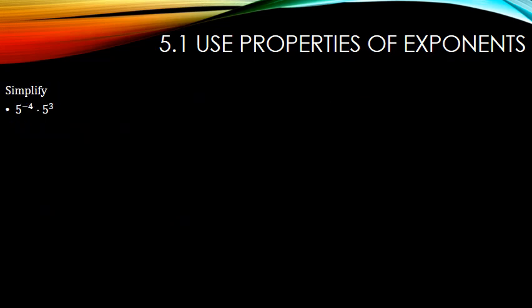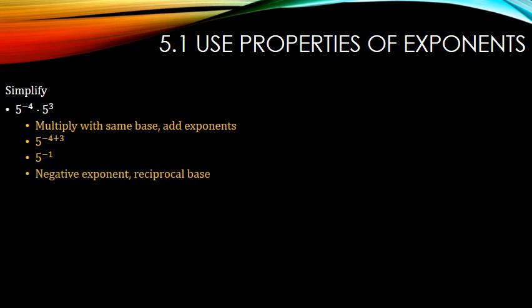So let's simplify 5 to the negative 4 times 5 cubed. I see that we are multiplying with the same base, the base being 5, so we'll add the exponents. So we end up with 5 raised to the negative 4 plus 3, which gives us 5 to the negative 1. That's a negative exponent, so we reciprocal the base. So it'll be 1 over 5 to the first, which is just 1 over 5.